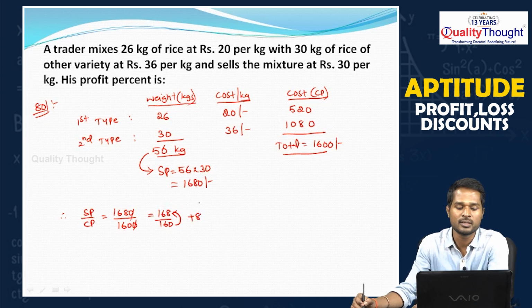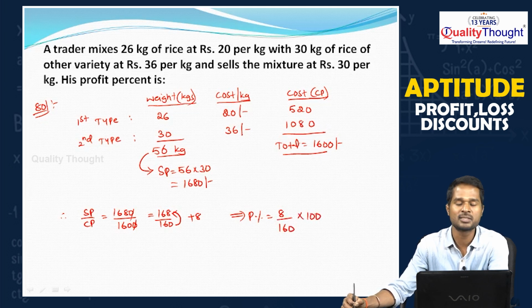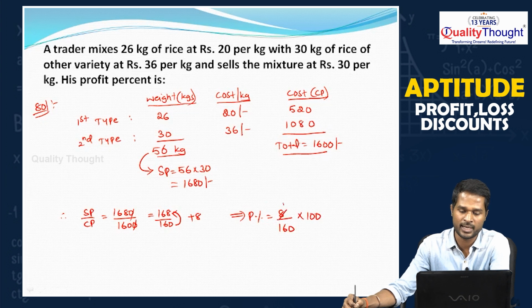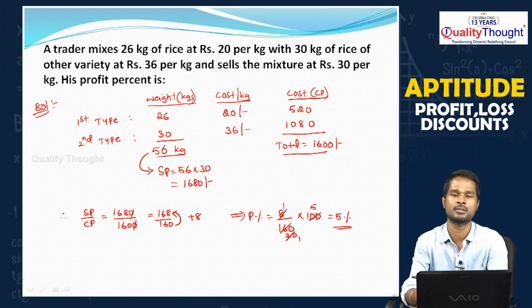Whenever the value increases, you will get the profit. Therefore, the profit percentage is 8, the value increased on 160, into 100. On 160, 8 is the value increased. So, 8 ones are 8, 20s are 160, 5s are 800. So, that is 5% is the profit in this case.